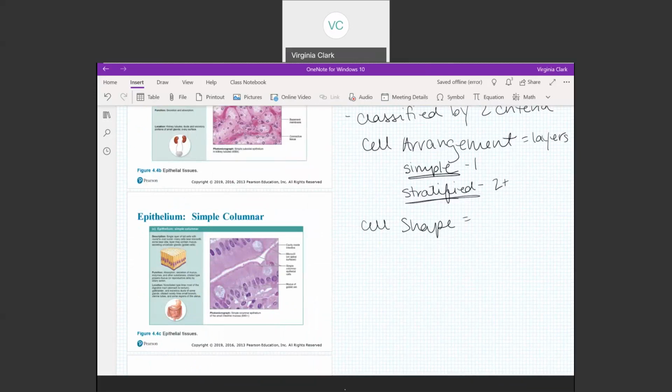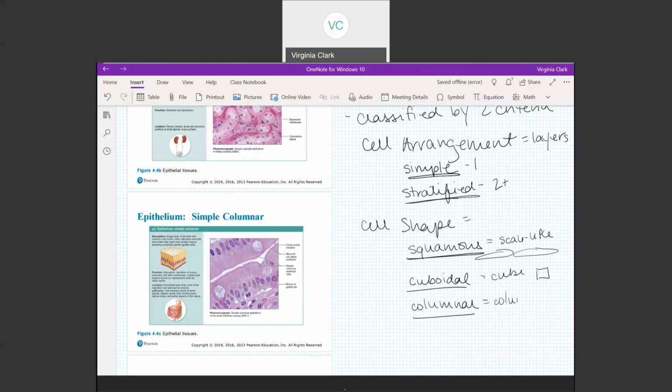You can have a shape that is squamous. A squamous cell is going to be scale-like, super flat. I like to describe these as kind of like pancakes. They are super flat and scale-like. Then you could also have a cuboidal shape. A cuboidal shape is essentially exactly what the name is. It's a cube. Or you can have a columnar shape. And when you have a columnar shape, it's going to be a column, essentially taller than it is wide.